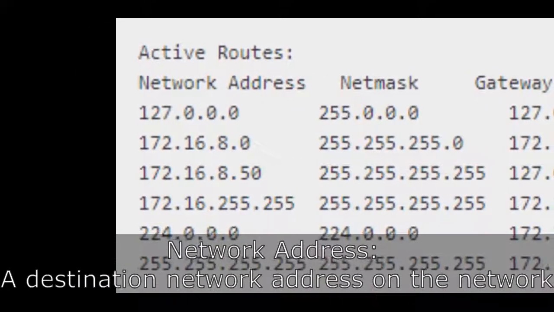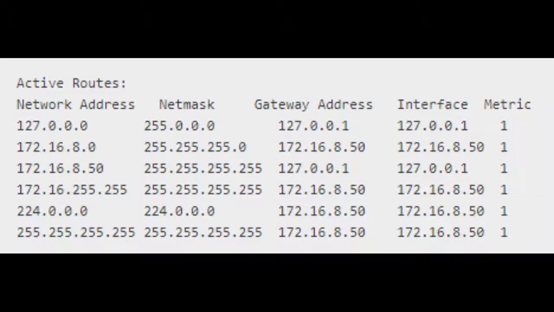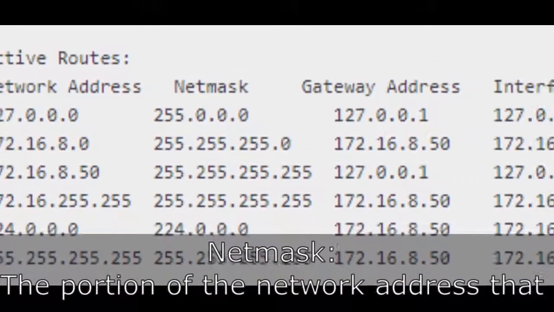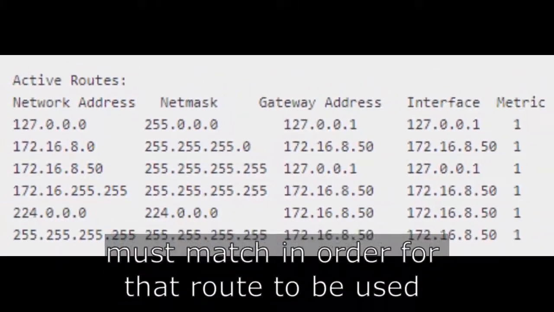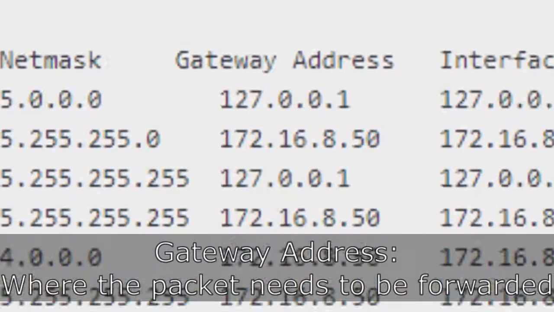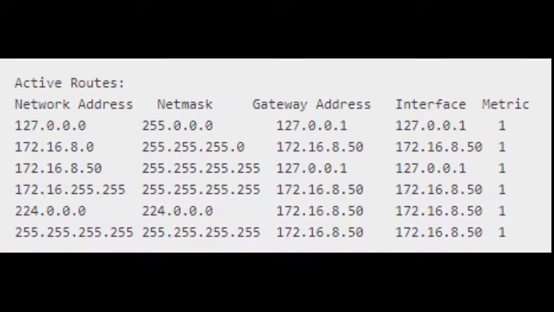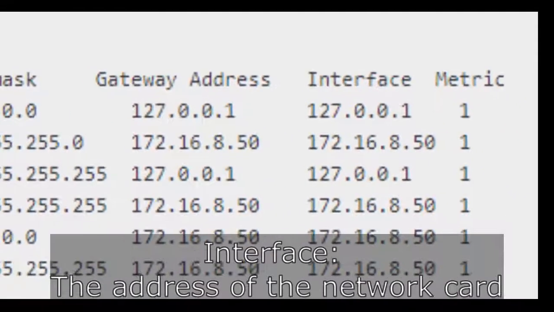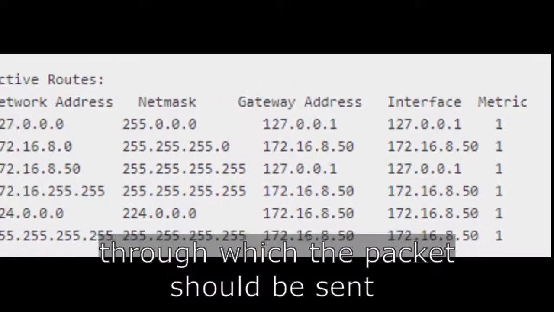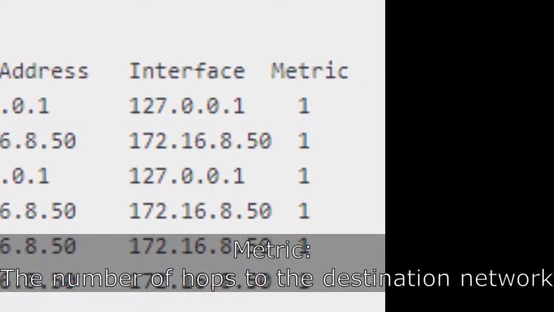Network address, a destination network address on the network. Netmask, the portion of the network address that must match in order for that route to be used. Gateway address, where the packet needs to be forwarded. Interface, the address of the network card through which the packet should be sent. Metric, the number of hops to the destination network.